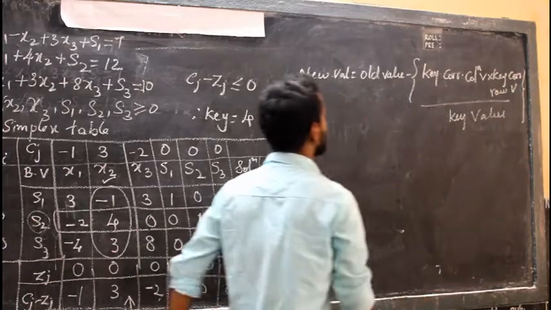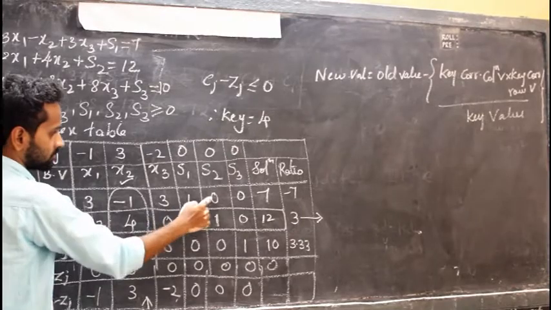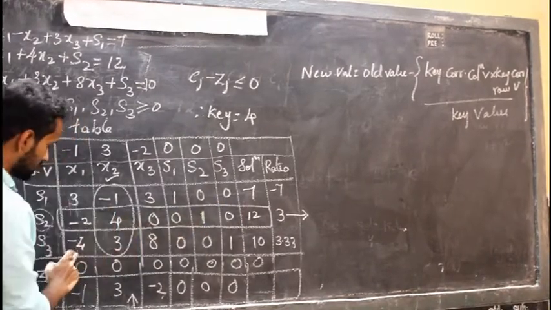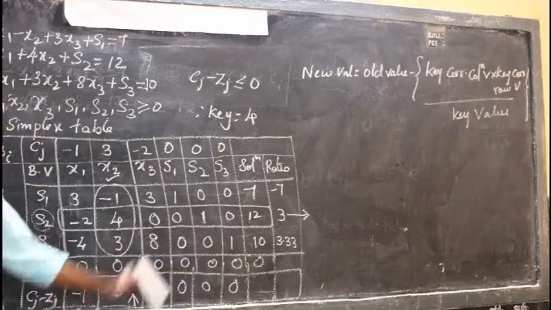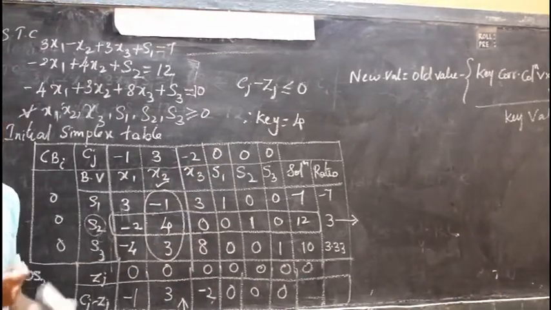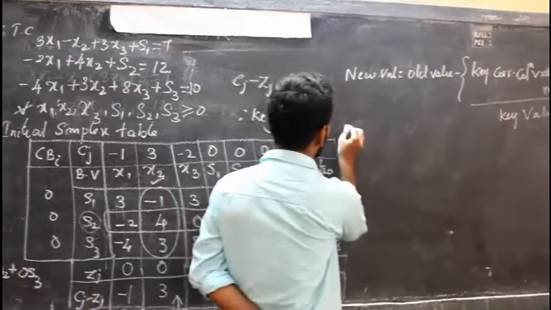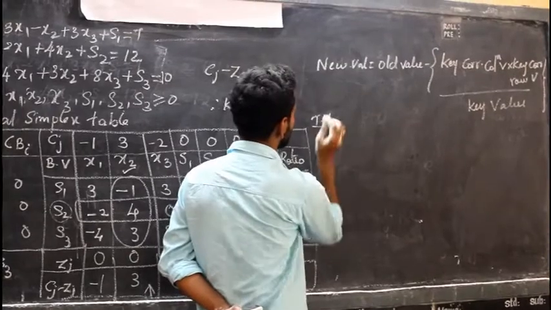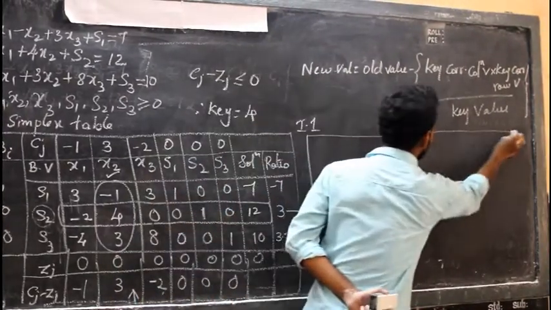Is it clear? Now for 3 minus 1 3 1 0 0 7 and minus 4 3 8 0 0 1 10, I need to use the formula to get the new values in the iteration 1. Now let us form the iteration 1 table. Iteration 1 table I am forming here. As it is same, structure will be there.